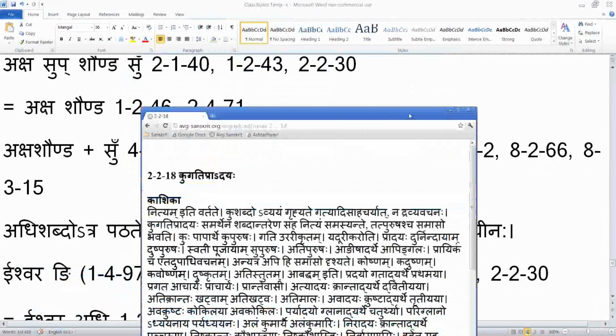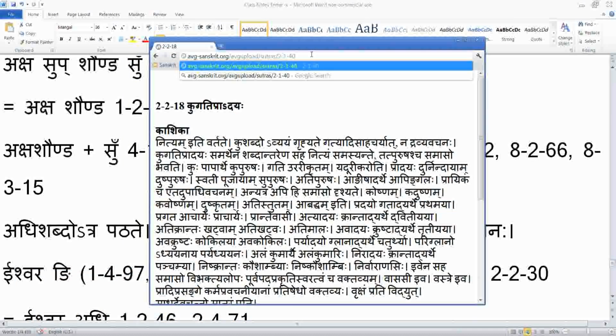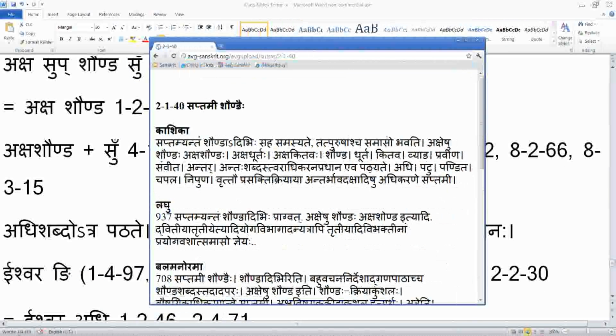Under Saptami Shaundaihi, Shaundadi Ganaha, there are a couple of interesting items. The gana is given like this: Shaunda, then Dhurta, meaning clever, kind of tricky. Kitava, almost like a cheat. Vyada, Praveena also means expert. Samvita, Antar. We're going to look at Antar in a second, where he says antah shabdas tu adhikara pradhanyo vartate. We can talk about that. And Adhi is also a special one. Patu is one who is skilled, Pandita also, and Kushala also. You can add that. Kushala, Chapala; in fact, I can put these over here.